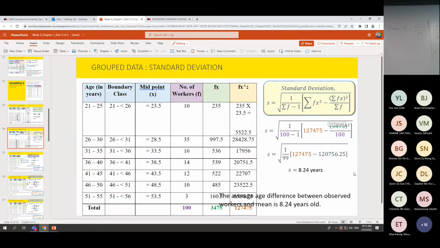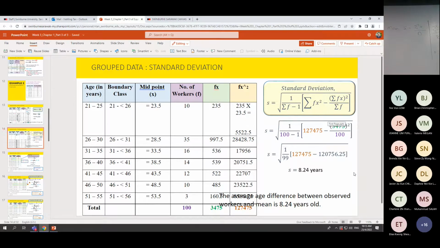So what is the meaning of the standard deviation 8.24 for this question? This is the average age difference between the observed 100 workers and the mean, which is 8.24 years. So the higher the standard deviation, the higher the age difference among the workers in the Chandra factory.